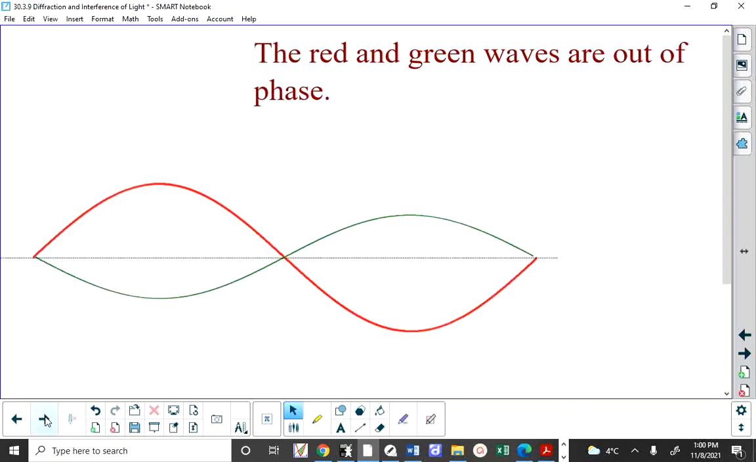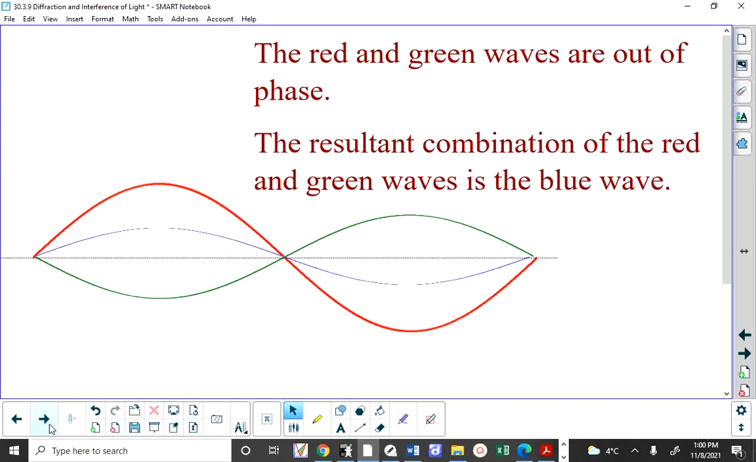If you were to take a look at these two waves, they're meeting out of phase. And what would happen when you combine them is you would get less wave energy. I'm not sure why the blue line is faded out like that, but you would get less wave energy. Do you see that the red wave is overcoming the green wave?